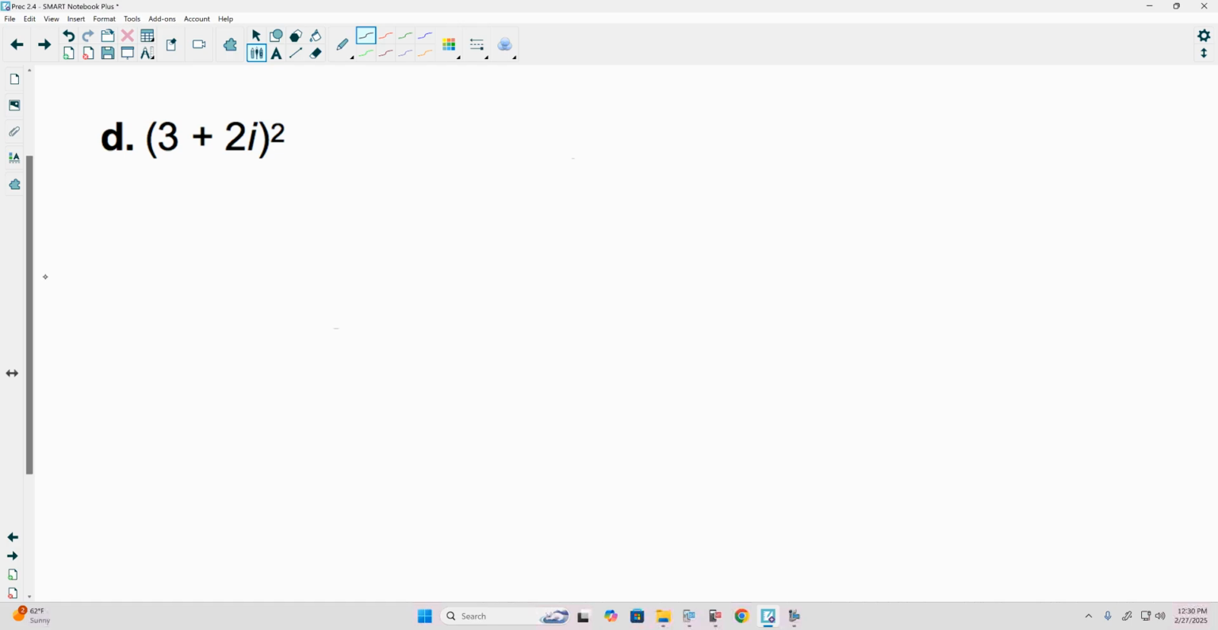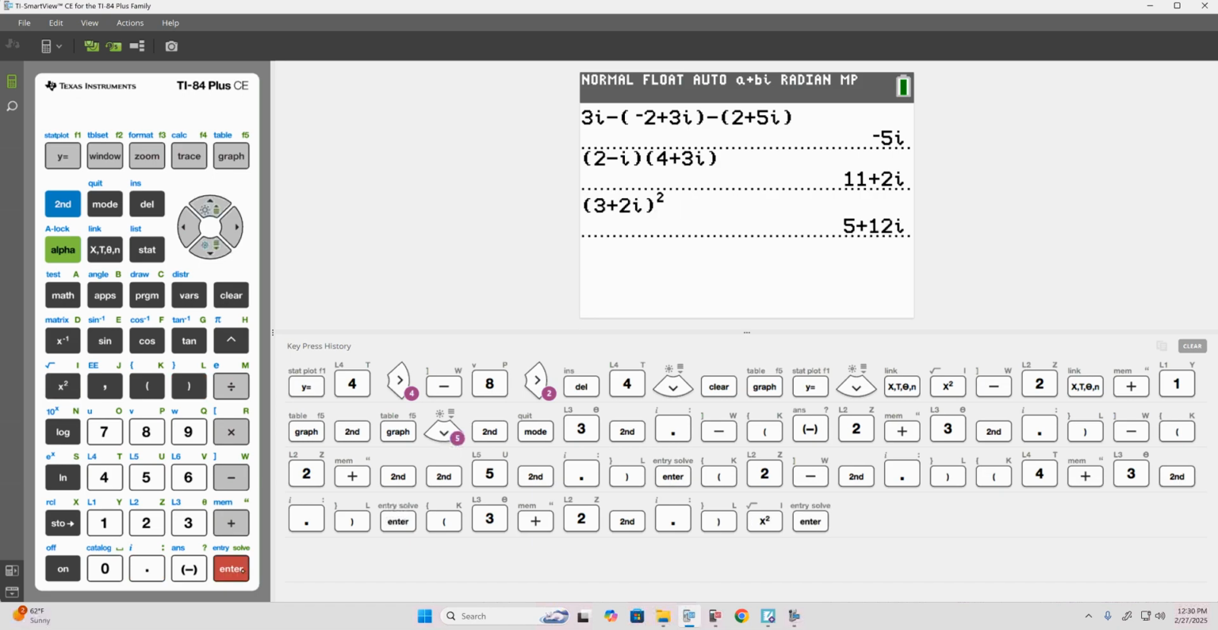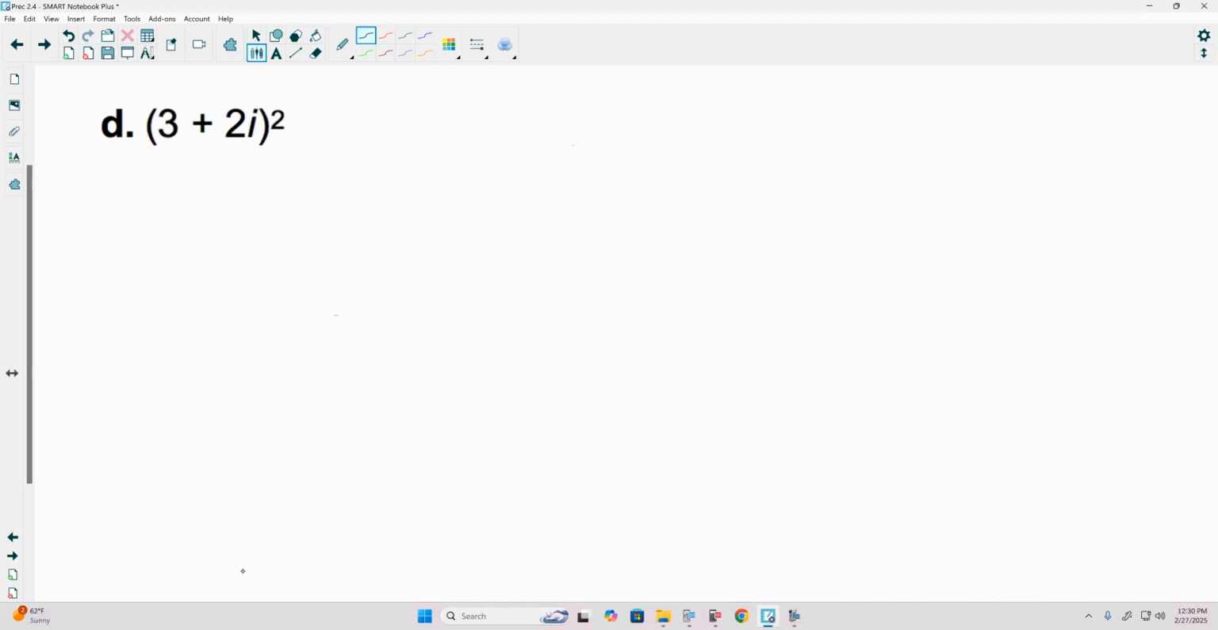And the last example that we have is 3 plus 2i squared. And again, we can do these by hand, but the graphing calculator will do these for us too. So 3 plus 2i squared is going to be 5 plus 12i.